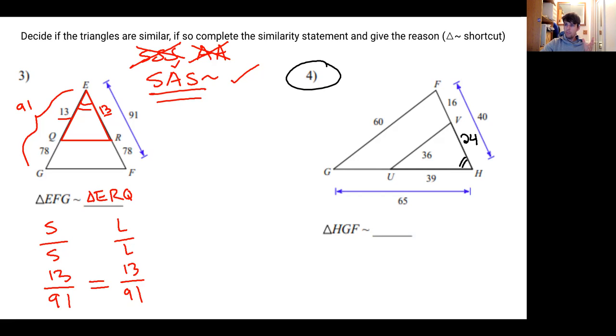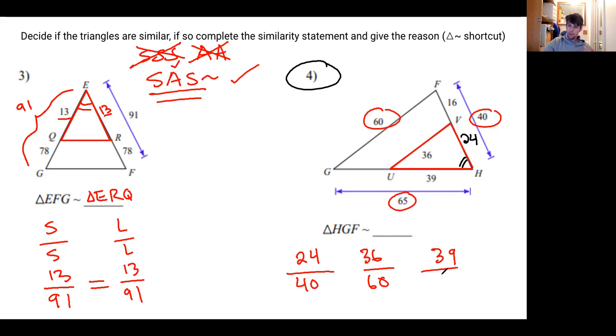So I'm going to use all the measurements for my smaller triangle. This one that I'm going to mark red, I'm going to put those on the top of my ratios. So my shortest side is 24. Middle side is 36. Longest side is 39. Now I need to go to the bigger triangle. So the bigger triangle, I have 60, 40, 65. So my shortest side is 40. Middle side is 60. Longest side, 65. So the question we have to figure out is, are these equal? Let's start reducing them.